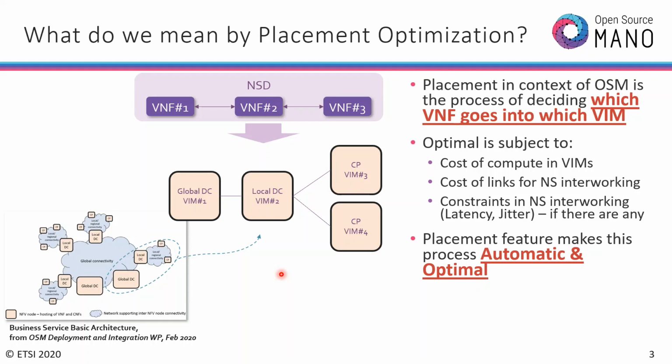So the idea with the placement feature is to make this process automatic and optimal. We'll look into more details then. So we see this maybe as a piece of the puzzle to further enhance the automation that we're actually already working with within OSM. So in a way, it's a contribution to reach this zero-touch automation that we sometimes talk about.